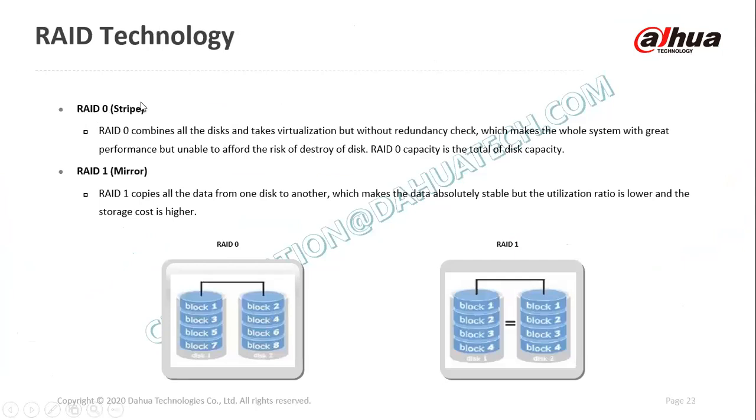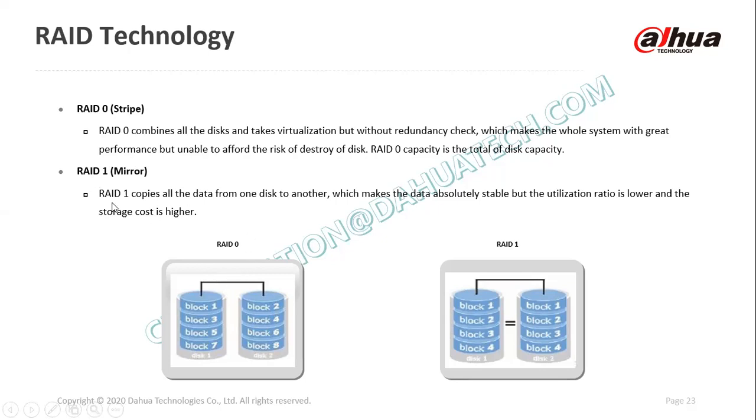RAID 0 is commonly referred to as Stripe. It combines all the disks and virtualizes them without a redundancy check. So the information stored in the hard disk, if it gets lost, everything gets lost. RAID 0 capacity is the total disk capacity. No copy, no redundancy, even though RAID means redundant disks. So there's no redundancy for the information.